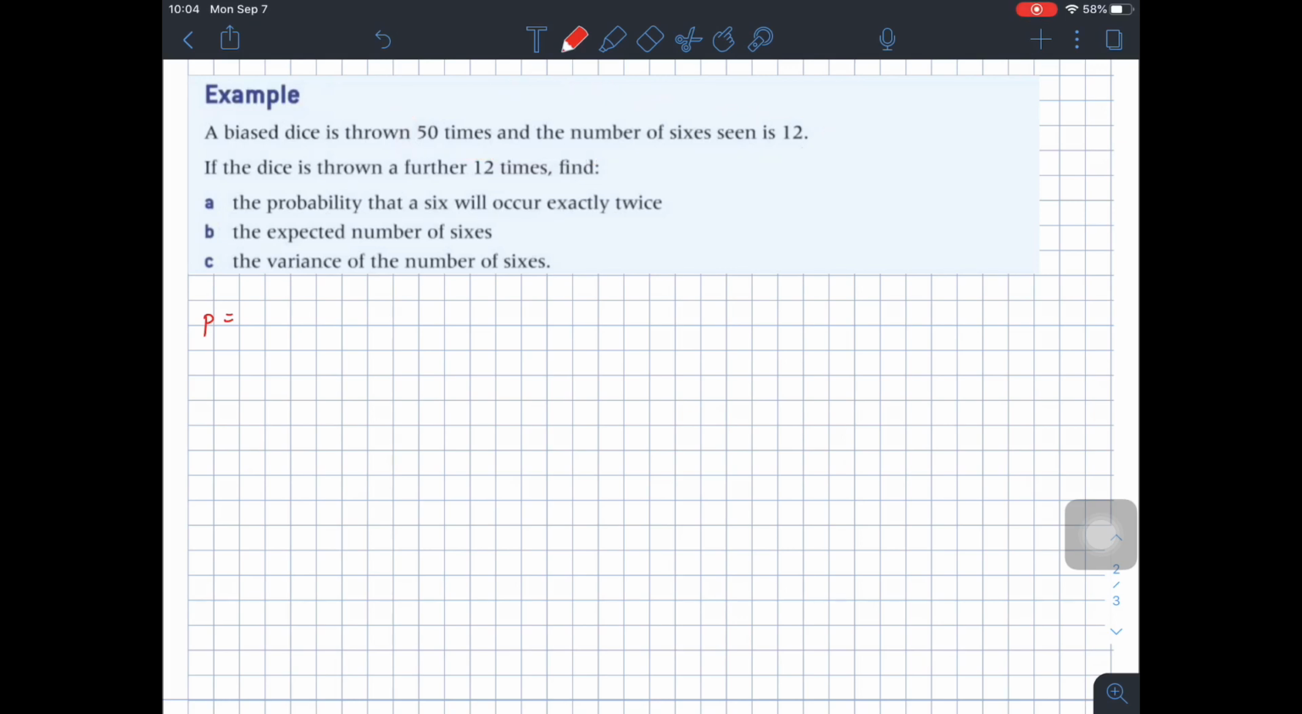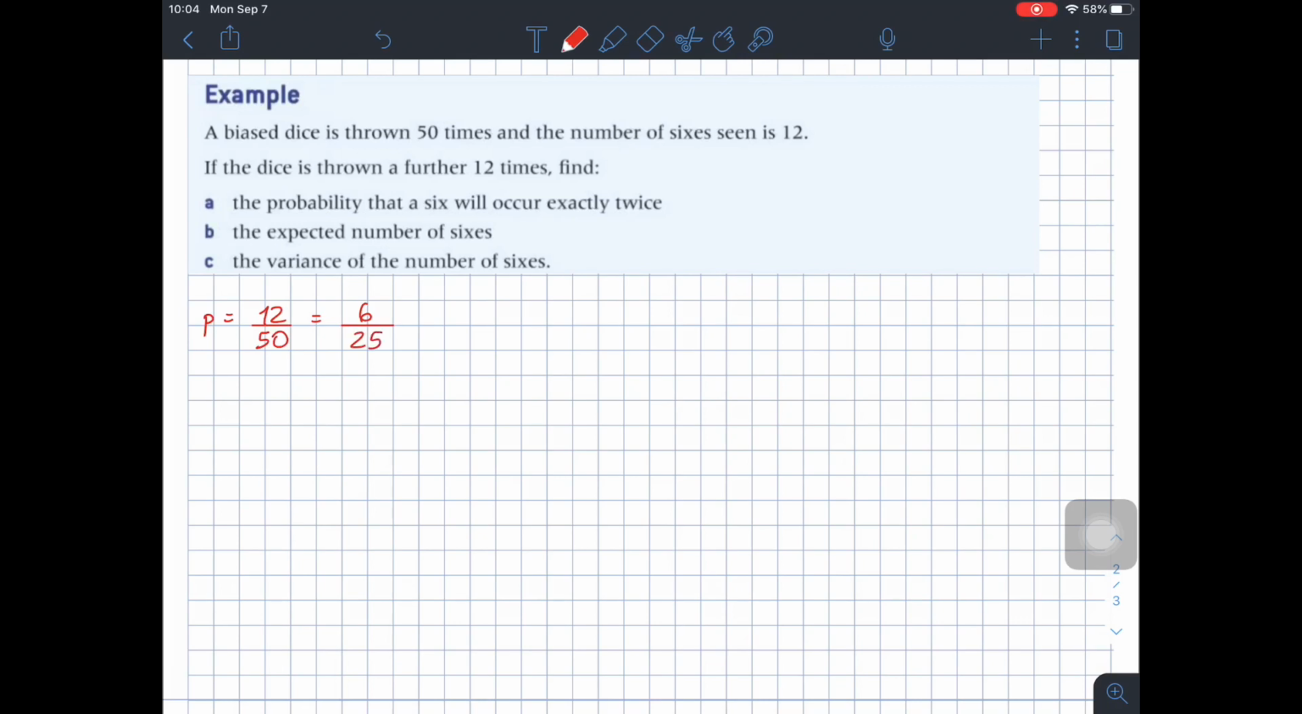So this would be 12 out of the 50 throws, we got a 6, okay? So we would see, can we simplify that? I think we cannot simplify. Yes, we can simplify that. This is 12 divided by 50, which is 6 over 25, right? If we divide by 2. So this is our probability of success.